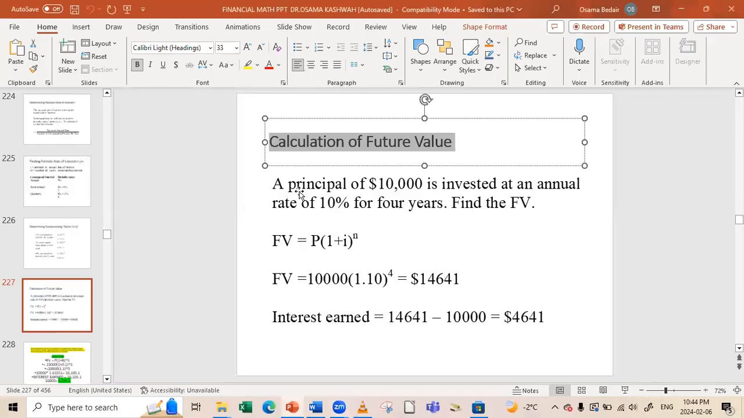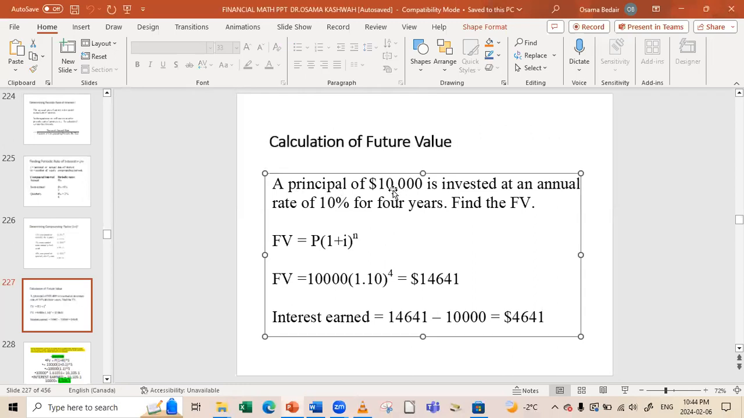And here we have to work on a new topic today, which is called the future value. The future value of an amount of money, which is one sum only, one deposit of $10,000 invested at an annual rate of 10% for 4 years. Find the future value. Simply, the future value will be the sum of the amount after 4 years.